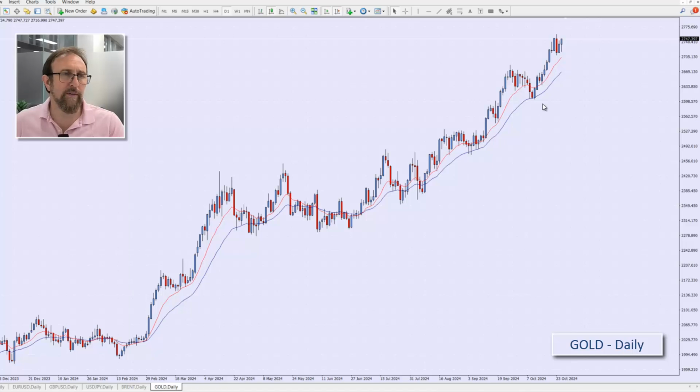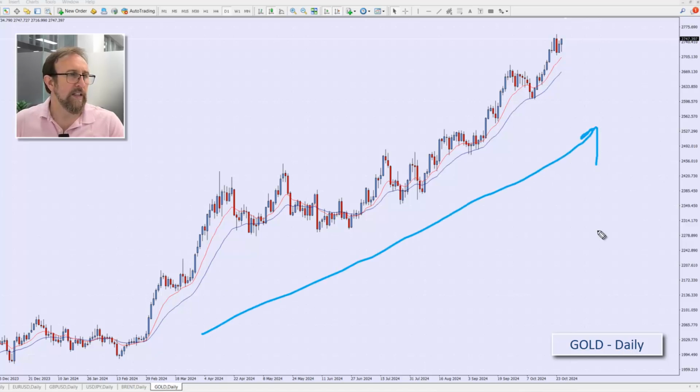But with gold, the strategy is as long as that turmoil continues, on the pullbacks, we're looking for entry points to continue in the direction of the trend, which is quite obvious in this direction. Okay, so there you have it. That pretty much wraps up our analysis for this week.